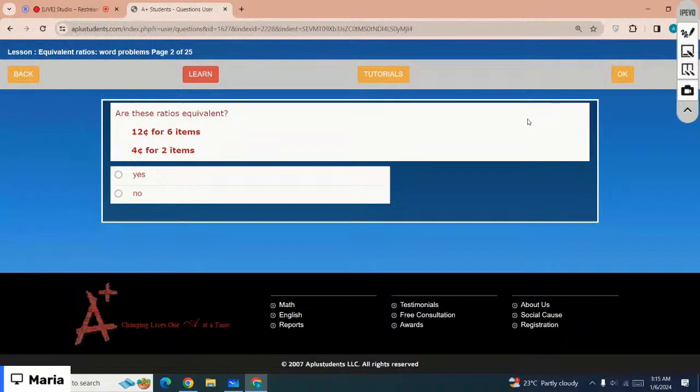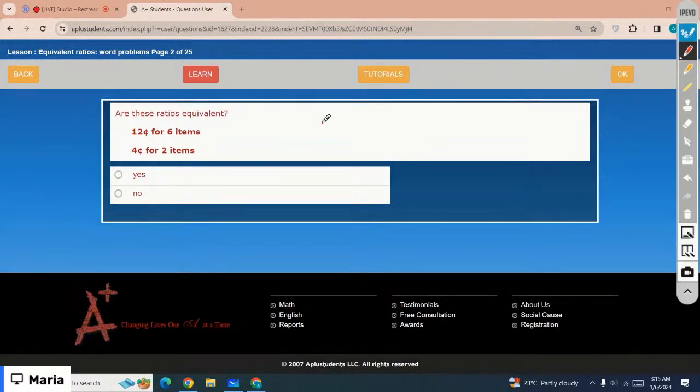Okay, the next one is, are these ratios equivalent? 12 cents for 6 items and 4 cents for 2 items. So just form a proportion, that is 12 over 6 equals 4 over 2. Now just cross multiply. 12 times 2 equals 6 times 4. So 12 times 2 is 24 and 6 times 4 is 24. So yes, they are equal. That means they are equivalent. The correct option is yes, they are equivalent.